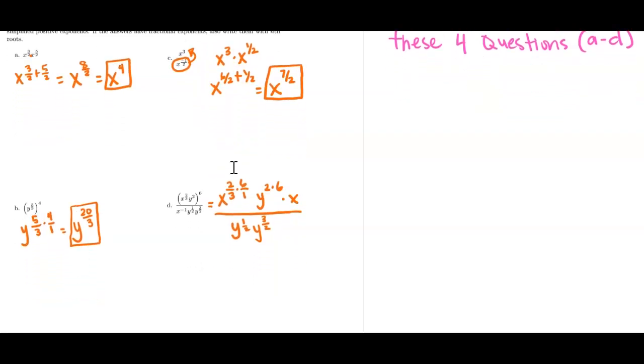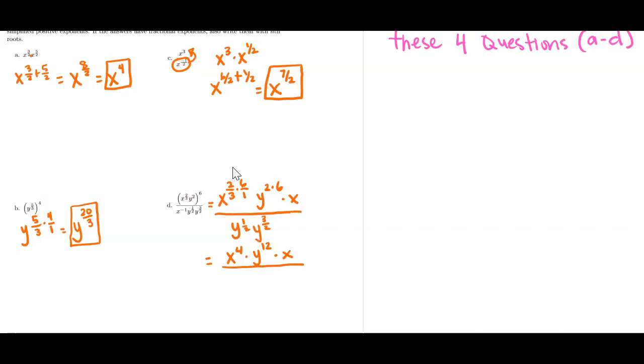Scroll down just a little bit here. And then let's just kind of combine some things together. So up on the top, if I get this figured out, 2 times 6 is 12, divided by 3 is going to give me 4. So I have x to the 4th, and then y to the 12th, and then times x.